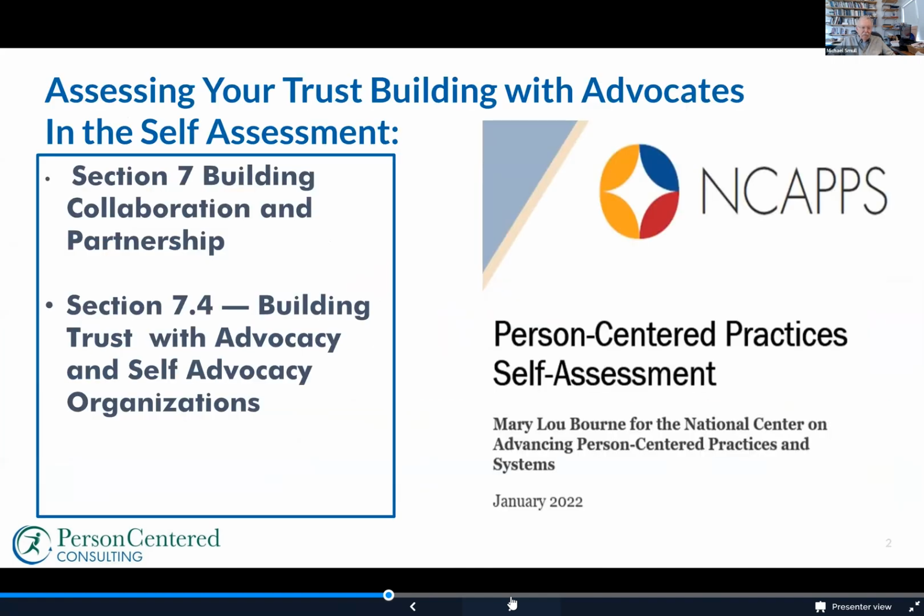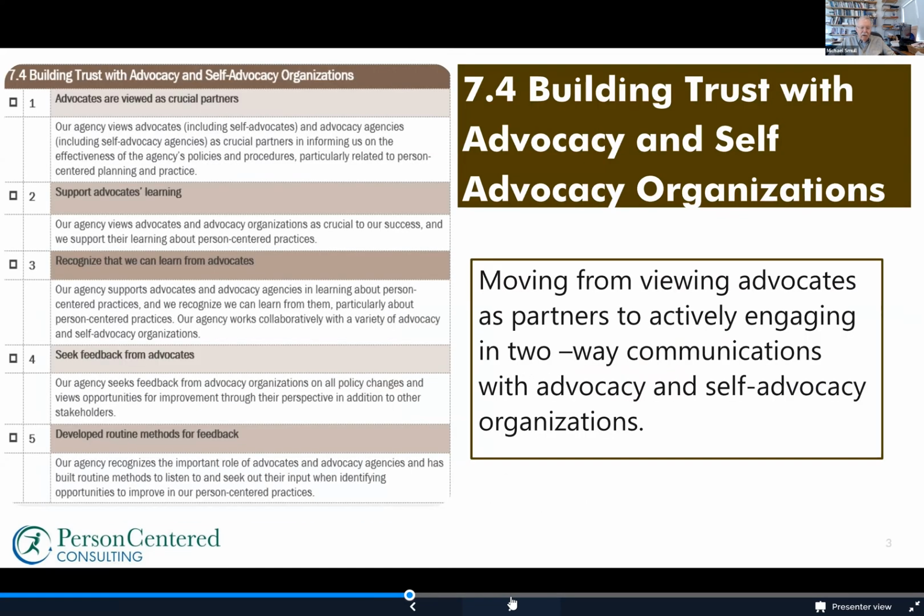Next slide. So if you look at what we were talking about earlier, we said trust is a key element. Well, how do you know if it's present? Ask some questions about how you're building collaboration and partnership, how you're building trust with advocacy and self-advocacy organizations, and ask them. One of the things that this process does is it supports you in reaching out to people and asking, where are we in this process? Where are we doing it? And if there's no trust, if trust has been broken, you have to really look at how you can rebuild it.